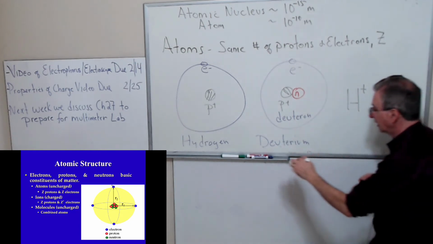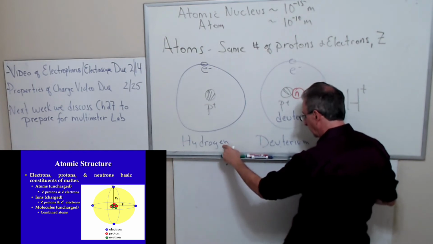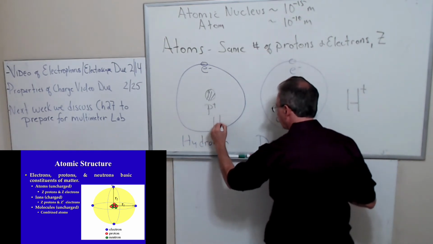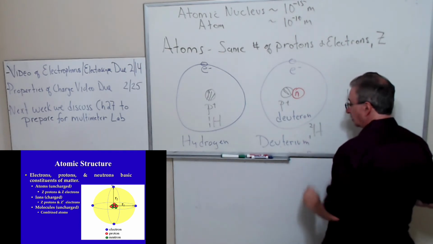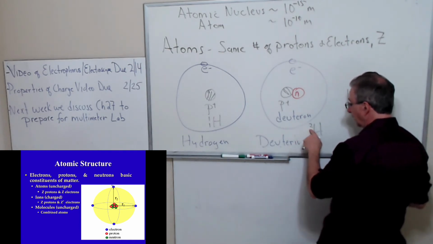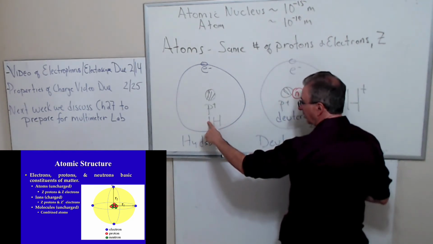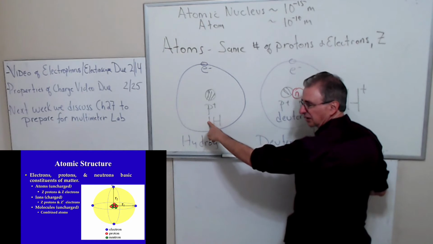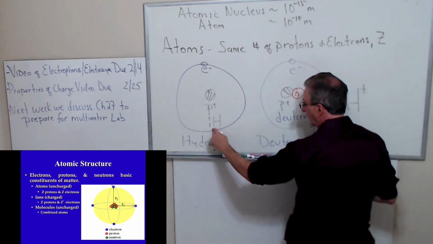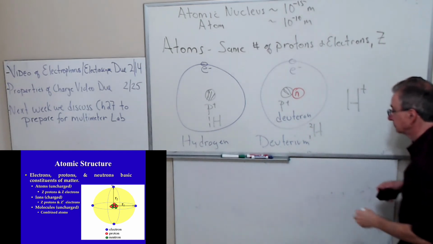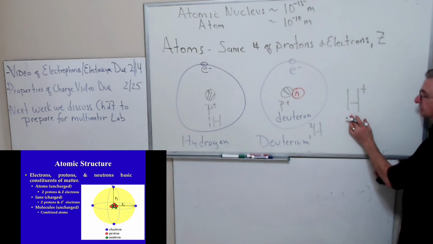By the way, if I wanted to write the symbol, if I want to differentiate between hydrogen and deuterium, here you have one proton, one neutron. Here you have one proton, which is about what's called one atomic mass unit. The bottom number represents the number of protons you have in the atom. Okay, so this is a hydrogen atom.